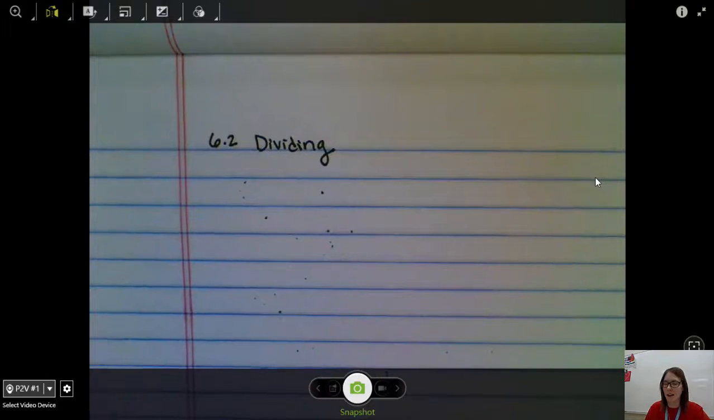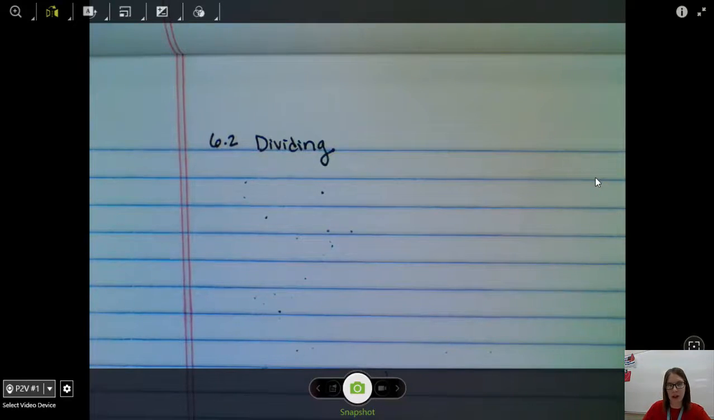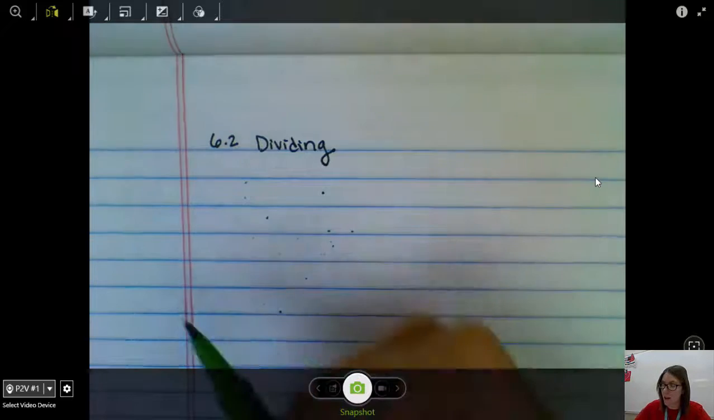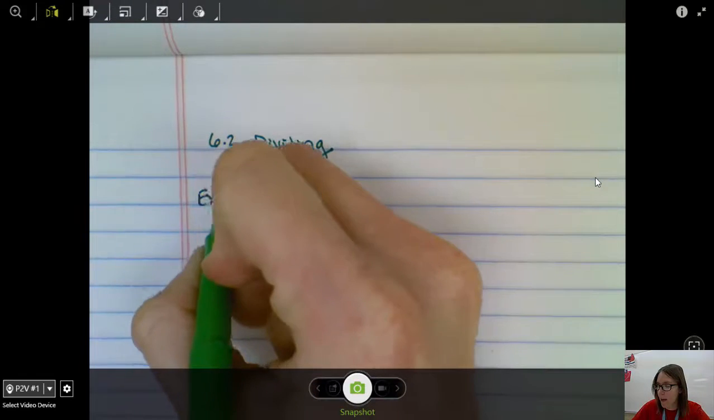Today we're going to focus on dividing radical expressions. We're still in section 2. Yesterday we were working with multiplying the radical expressions, and now we're shifting to dividing instead. So here's example 4a.